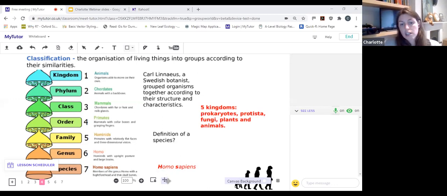Genus and species are usually in Latin, which is why they all sound funny, but Latin is a slightly more specific language, and it was the language that was always used by scientists, early scientists, so we've stuck with it. Okay, so that's what you need to remember from that slide.